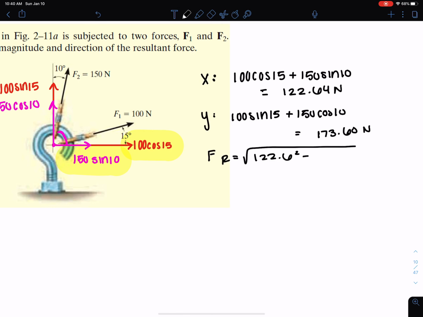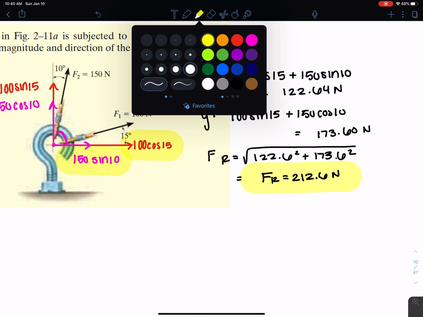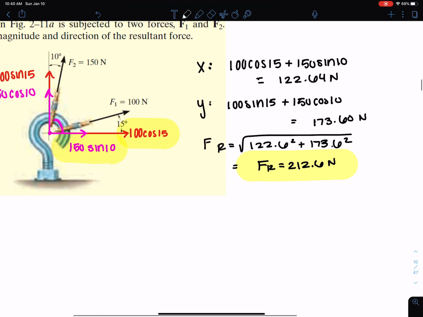And then my resultant, I have to call these FR, is just going to be the square root of 122.6 squared plus 173.6 squared. And I end up getting my resultant force is 212.6 newtons.